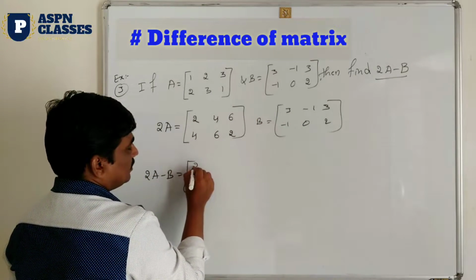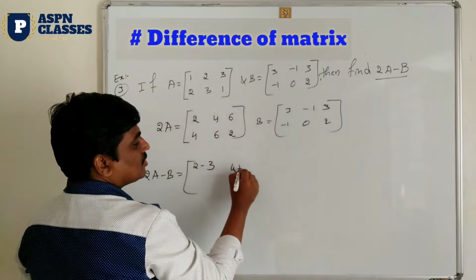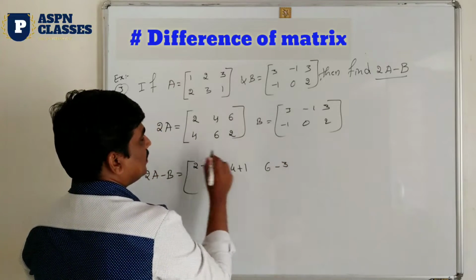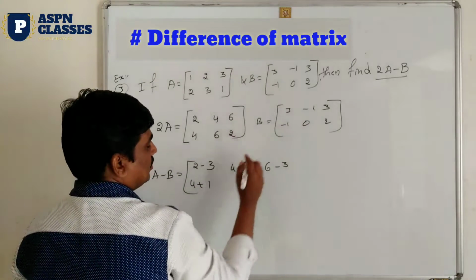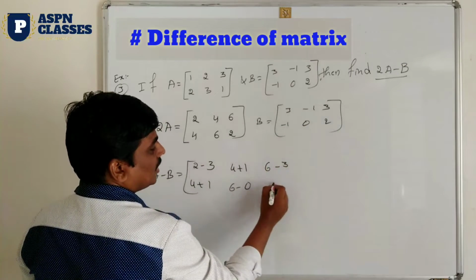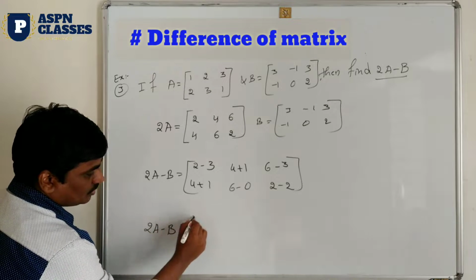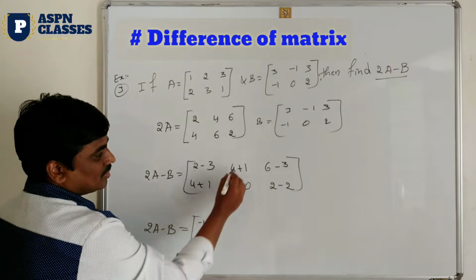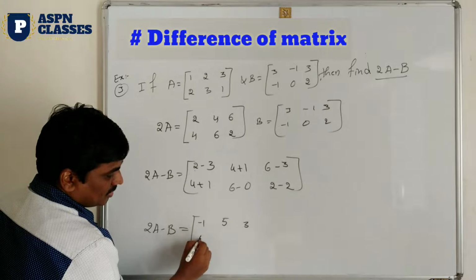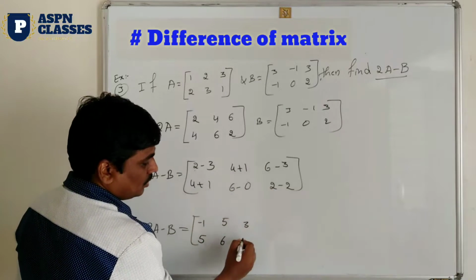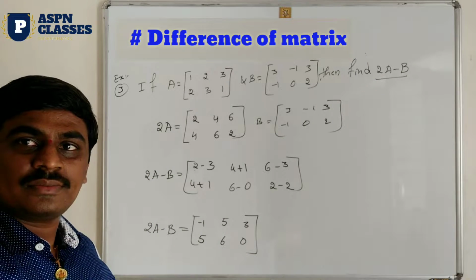Again, only corresponding elements are subtracted. 2 minus 3. 2 minus 3. Next, 4 minus minus 1, that is plus 1. 6 minus 3. Next, 4 again minus minus 1, plus 1. 6 minus 0. 2 minus 2. Then what is the final answer? 2A minus B is 2 minus 3, which is minus 1, 5. 6 minus 3 means 3. 4 plus 1 is 5. 6. 2 minus 2 is 0 is the answer. Okay, so this is the final result.